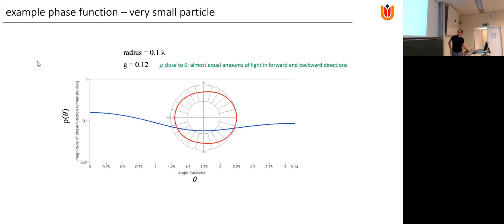And then finally, a very small particle, so the size is a tenth of the wavelength. Now we clearly see that light is scattered both in the forward hemisphere and into the backward hemisphere. In the polar plot, you can see it in the graph as well. Calculating the anisotropy now gives a value of 0.12. So that's already pretty close to zero. Now we have a situation where almost equal amounts of light are scattered into the forward and the backward hemispheres.